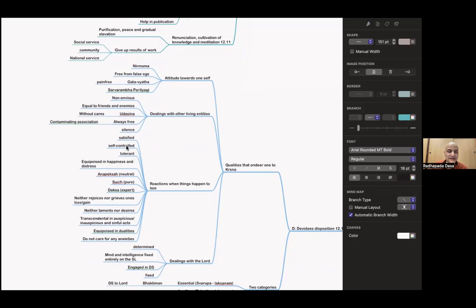Tolerant. So many things in life. It's always a graph which goes ups and downs. There are waves. So a person should be tolerant. Equipoised in happiness and distress. So we should not get too inflated when we are happy, and neither should we go too low when we are distressed. Anapekshaka, which means neutral again. Shuchihi, pure. So one has to maintain purity of thoughts and purity of conduct.